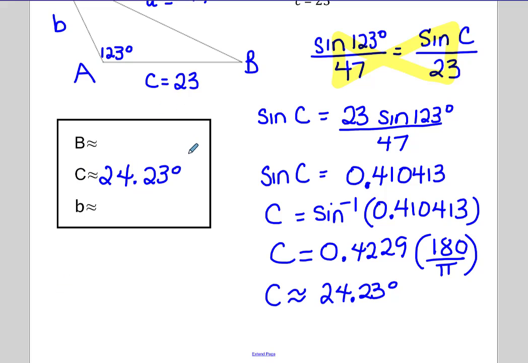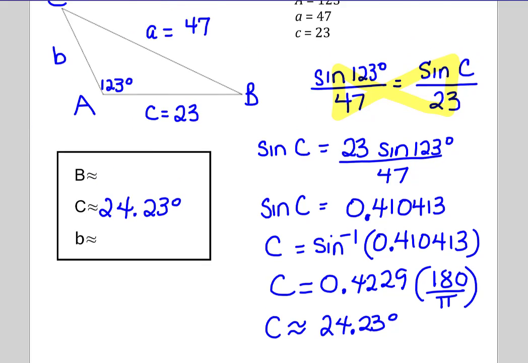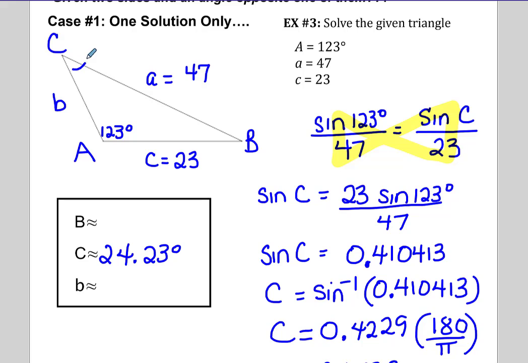Now to get angle B, we know that this angle is 24.23 degrees. So what was angle B? We would do 180 minus 123 minus 24.23 on our calculator to get that third angle. 180 minus 123 minus 24.23 gives us 32.77 degrees.